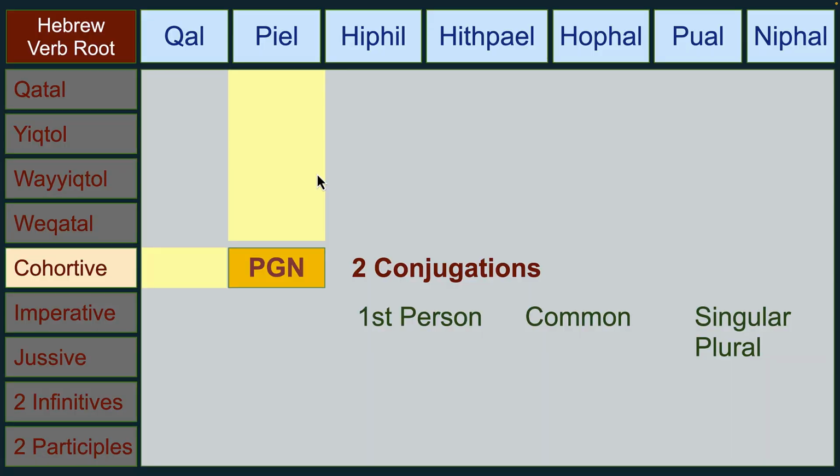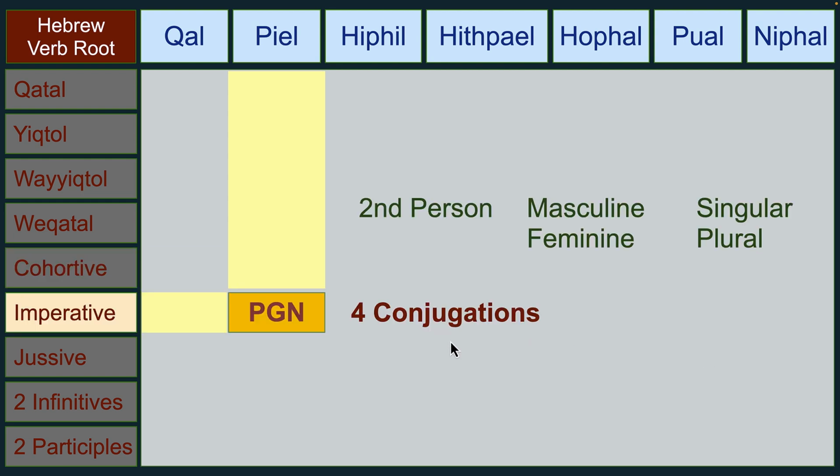So what about the other things? We said the katal, yiktol, vaiktol, vekatal, all four together would be 4 times 7 times 10, which is 280. And I showed you those 280 quickly last time in the previous video. What about cohortative? How many are possible? In any combination, if you take an intersection between these two dimensions, only 2 conjugations are possible here because it's always in the first person and always common. Therefore, it's either singular or plural. That's it. Only 2 are possible.